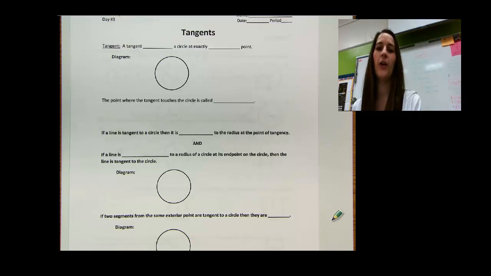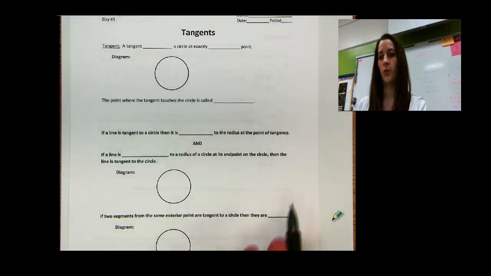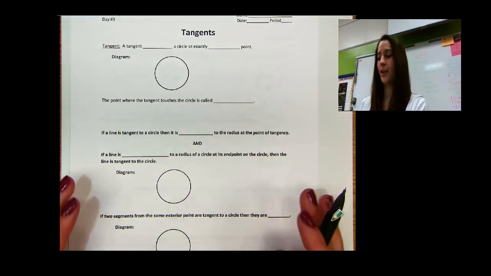Hello. So today in your video we're going to talk about tangents and tangent lines to the circle. So if you flip open your packet to day 3, you should see this page.